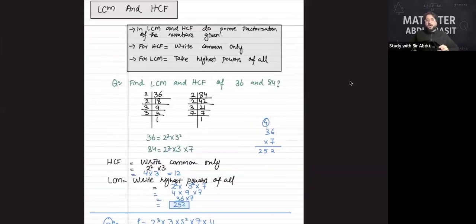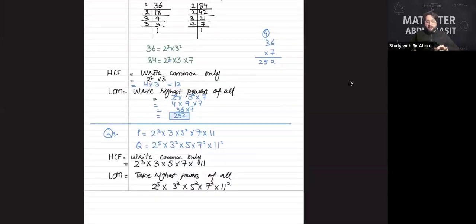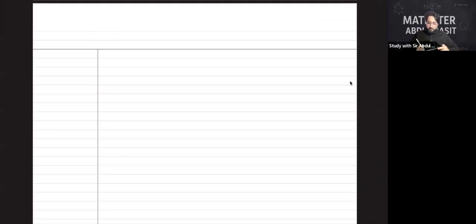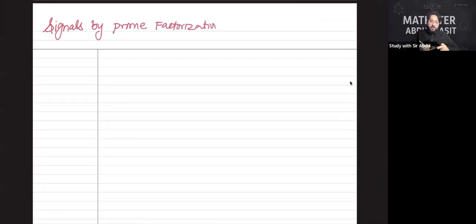I am proceeding towards the signals of the prime factorization. Please pay attention. There are two signals that prime factorization can give you, and that can be asked in the paper for 1 mark. Signals by prime factorization. First signal is square number. So the first signal given by the prime factorization is a square number.